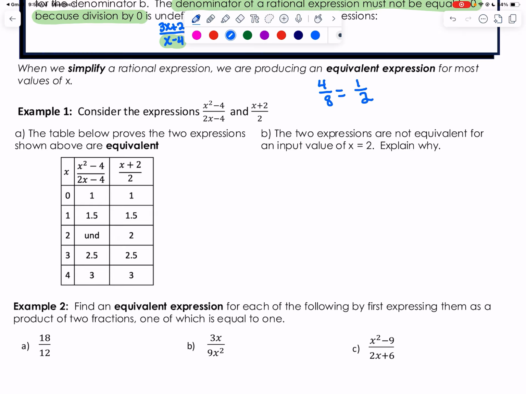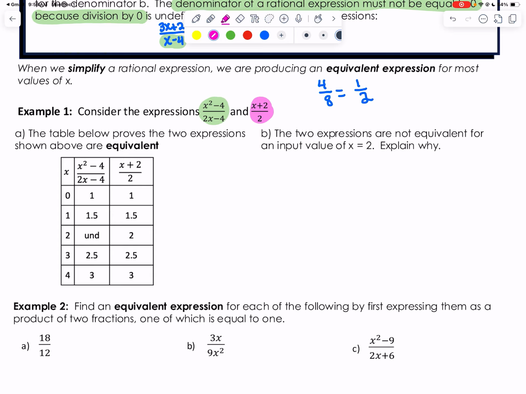If I have this expression here, x squared minus 4 divided by 2x minus 4, it has an equivalent expression, which is x plus 2 over 2. In other words, x squared minus 4 over 2x minus 4 is the original, and x plus 2 over 2 is called the simplified version. Later we're going to get into how to find the simplified version, but right now I just want to prove that those two expressions are equivalent.